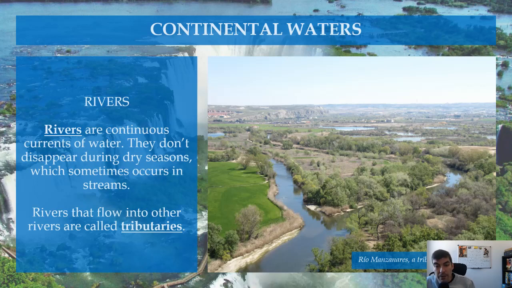And we have rivers that flow into the sea and rivers that flow into other rivers. These rivers are called tributaries, afluentes. Here is an example of the river Manzanares, that you know crosses Madrid, and which ends in the river Jarama, which is also in Madrid.